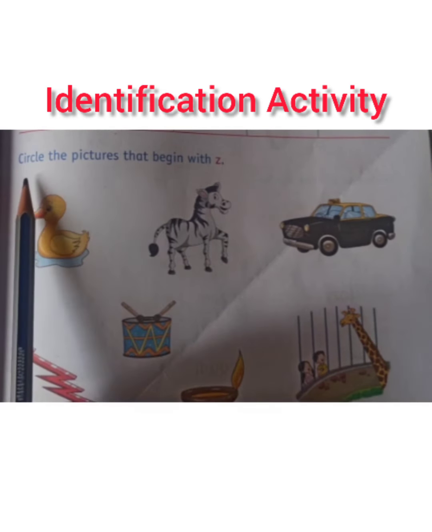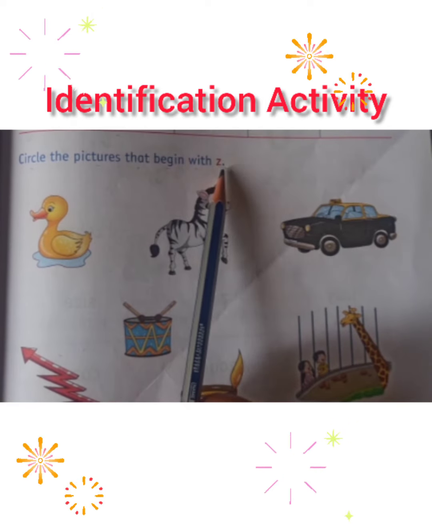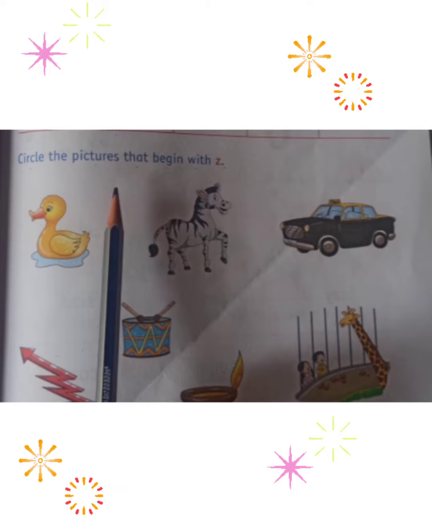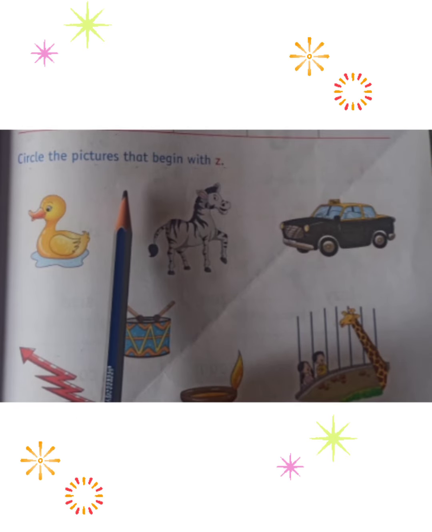Let's do another activity of letter Z on the same page. See what is written here. Circle the pictures that begin with letter Z. Means you have to circle the pictures whose names start with the sound of letter Z. Okay.